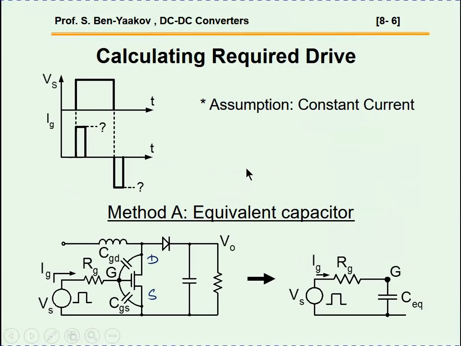So the question is, how can we calculate how much drive do we need in order to turn on and off the transistor? There are actually two ways to do it.